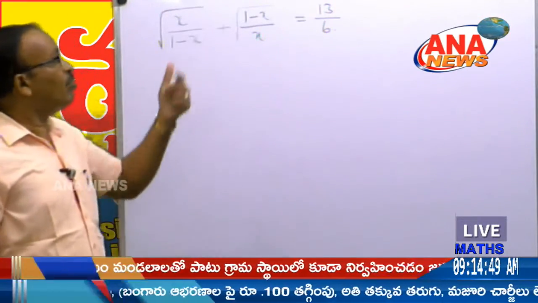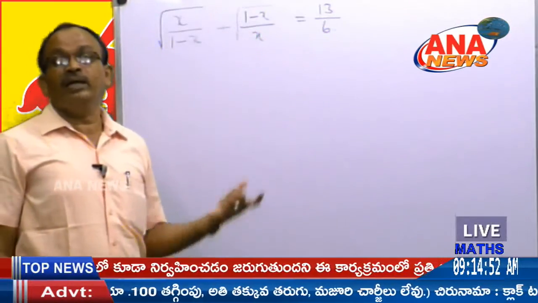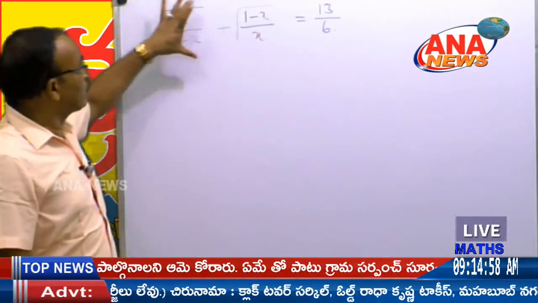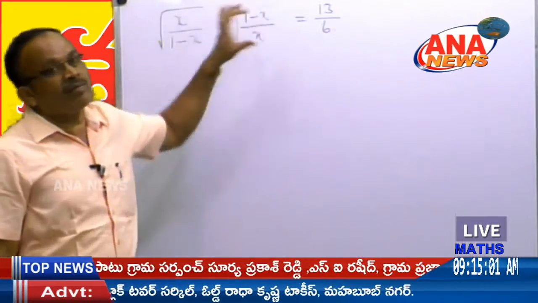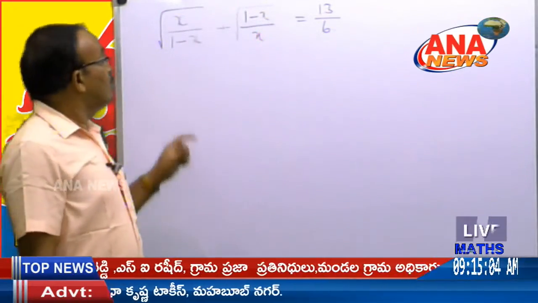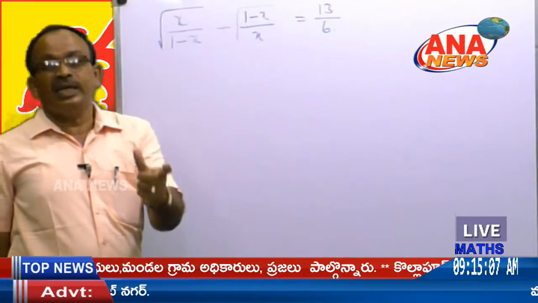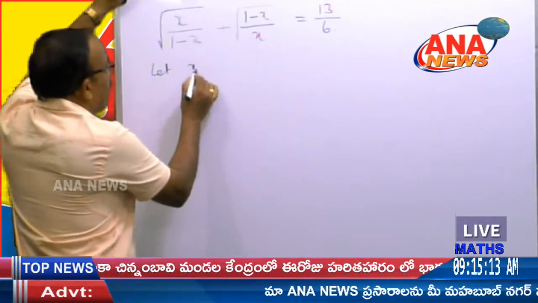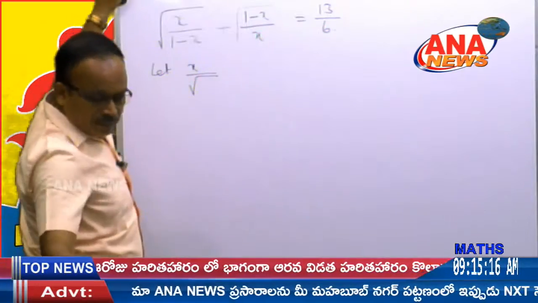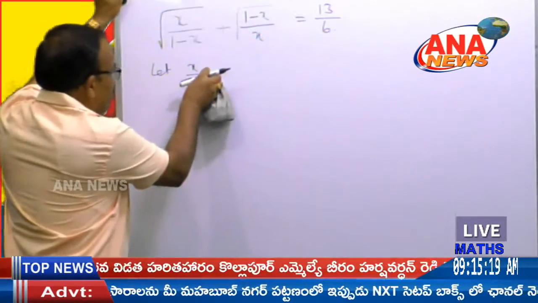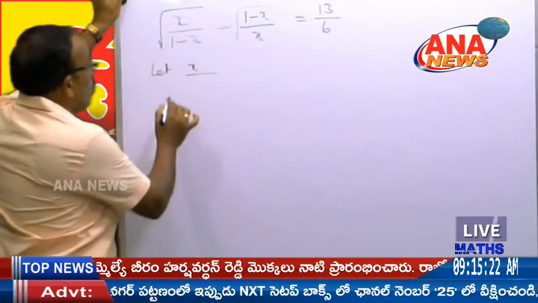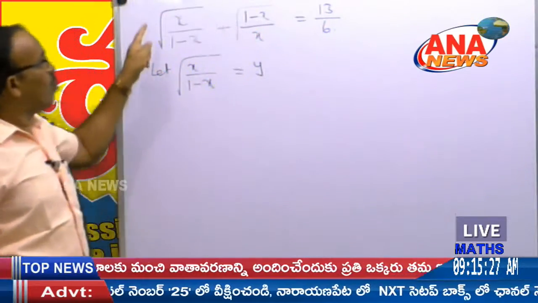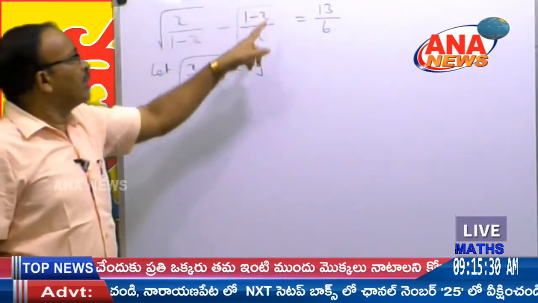How to solve this type of equation? How to find x values for this type of equation? See clearly, these two are reciprocals of one another. So take one value as either a or y. Suppose one is the reciprocal of the other. Let root over x by 1 minus x be equal to some y. Root over this part first; this is one part, this is another part.